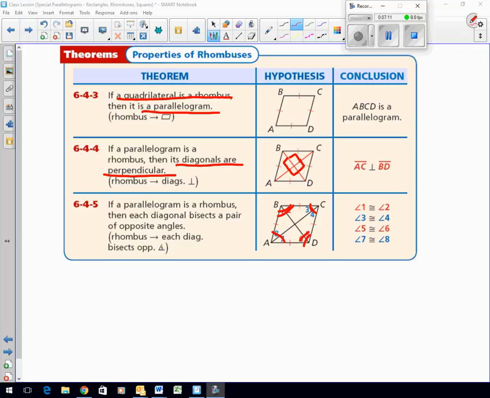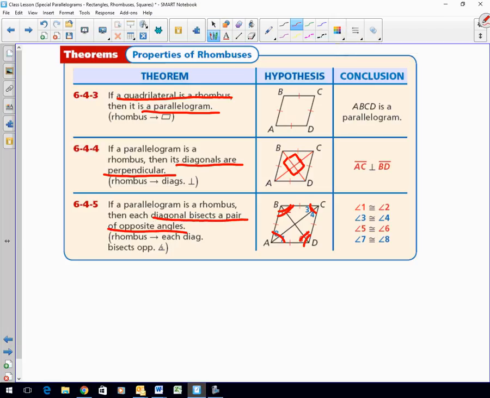So when you get here, make sure you say the diagonals bisect a pair of opposite angles. Okay? So if you're keeping track at home, we got parallel lines cut by a transversal, 2 alternate interior angles on each side.